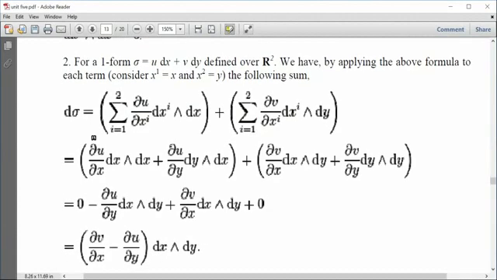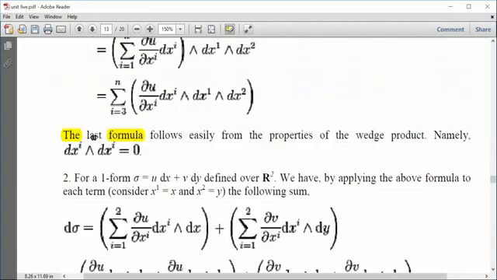Example number 2, exactly the same as example number 1. So for a one-form equation or function of that form in 2 dimensions, that is, it has 2 variables, x and y, we can apply the above formula. In this question we are going to consider x1 equal to x, and x squared we take as y. So we apply the summation.